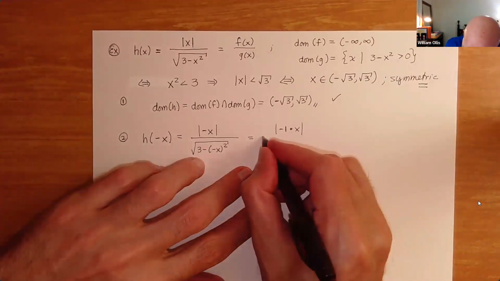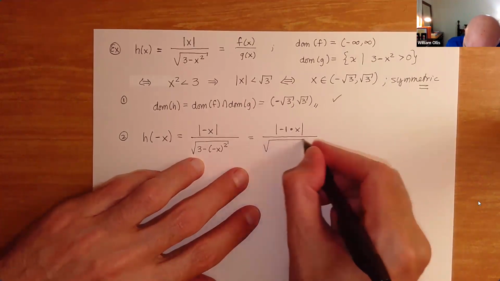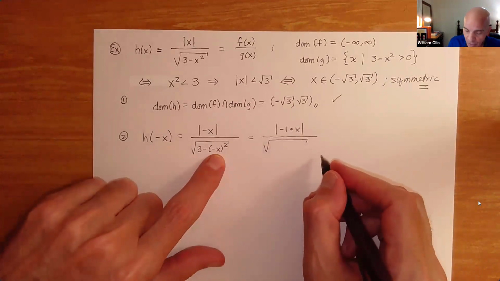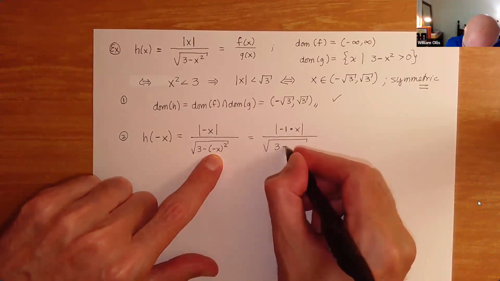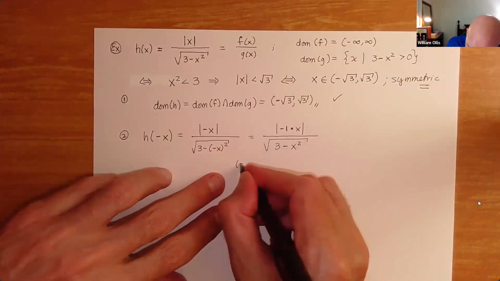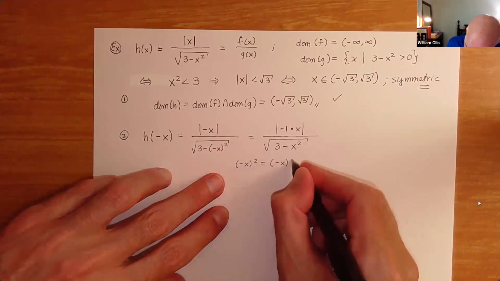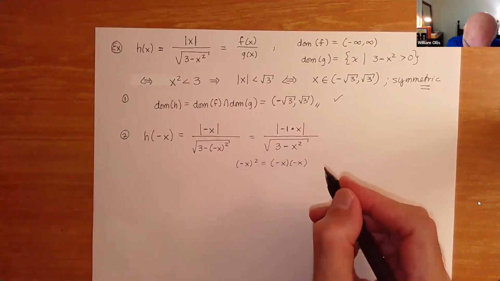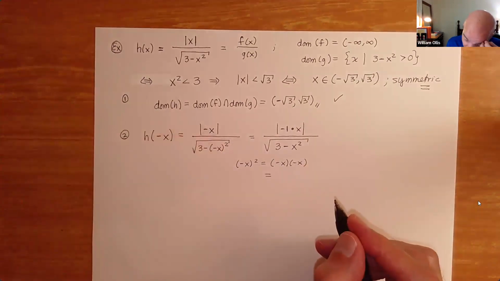And we know that the absolute value of the product is the product of absolute values. And then, of course, downstairs, we've already done this calculation. The negative absorbs. So we have 3 minus x squared. Just remember, negative x quantity squared is just negative x times the negative x. That's one way to write it. Maybe a little bit differently, but I'm not skipping steps this time.